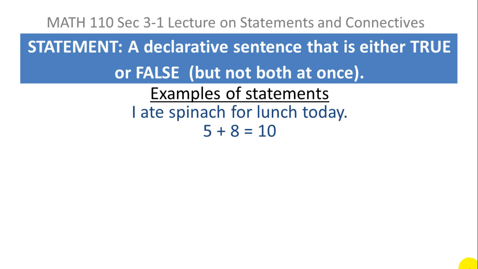For example, I ate spinach for lunch today. Declarative sentence says that I did something, and that action is either true or false. It can't be both at the same time. The second, 5 plus 8 is equal to 10. Declarative sentence is saying that 5 plus 8 is equal to 10. That happens to be false, but statements can be true or false, just not both at the same time. So that's a perfectly good statement.